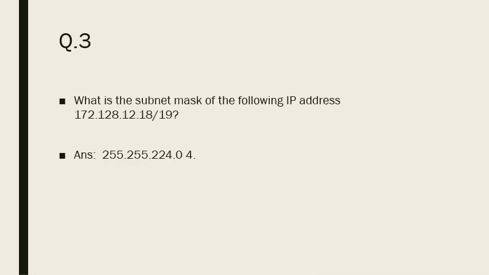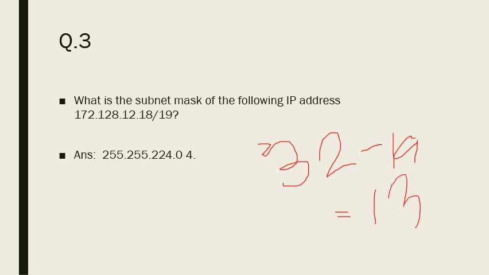Question number 3 says, what is the subnet mask of the following IP address? You know how to find the subnet mask. We already know what the 19 means. That is the number of ones. Based on that, how many zeros are there? The total is 32 bits. So 32 minus 19 gives you the number of zeros. That is 13. So it means 13 zeros are there.